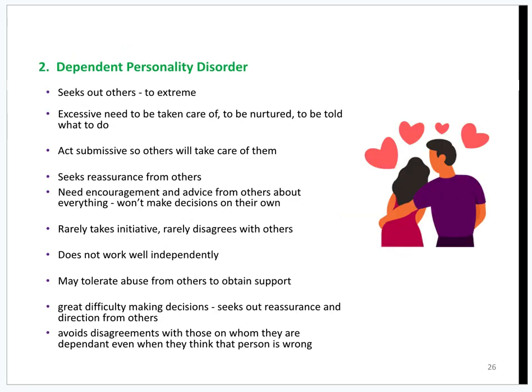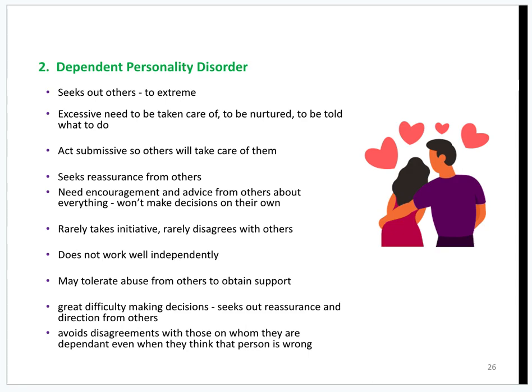Dependent personality disorder. These people seek out others to an extreme. They desperately, desperately, desperately need somebody else to tell them what to do, to make decisions for them, to give them advice. They just need to be taken care of. Okay, they act submissive so others will take care of them. They need encouragement and advice about absolutely everything.